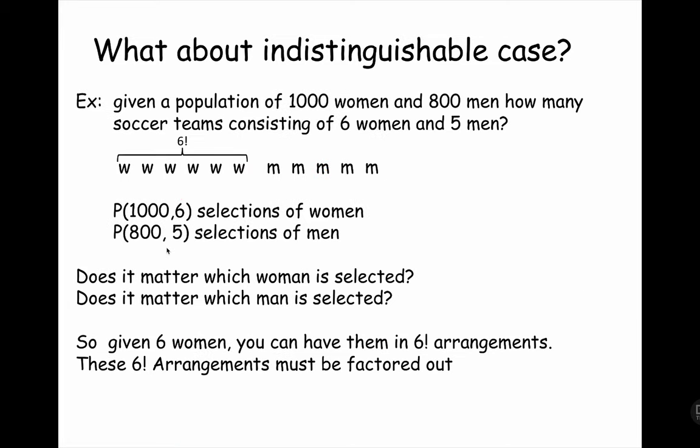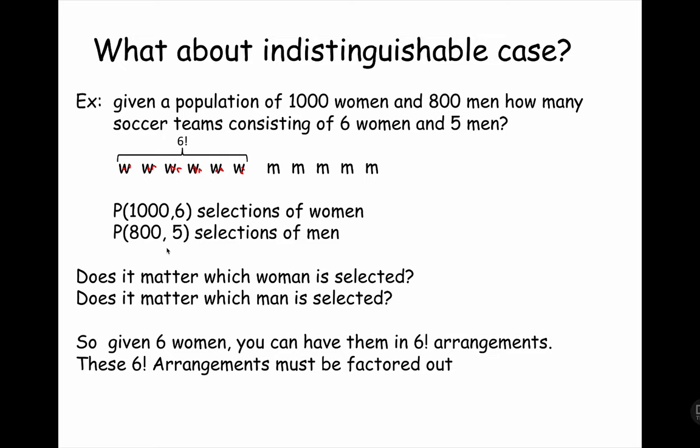So here is our group of women, and let's say you have 6 of these women that you've picked out of the 1,000. Now, there are 6 factorial different ways you can arrange these women, right? You could have, and I'm trying to think of 6 female names, but let's just say female 1, 2, 3, 4, 5, and 6. You could have it in that order. You could have it in female 1, 3, 2, 4, 5, and 6.